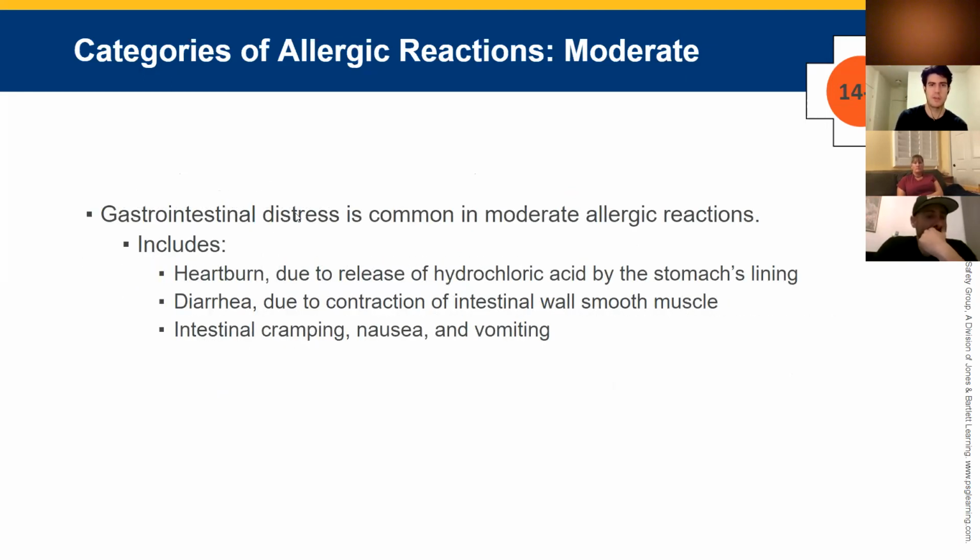GI distress is common. Allergies can manifest in different ways. You might get nausea, vomiting, diarrhea, heartburn. So it's not a reason to write this off and say, oh, you ate peanuts and now you're vomiting, well, that doesn't sound like an allergic reaction. That could be an allergic reaction. That's actually pretty common. So it's not always just airway. It's not just the itching and your throat closing up. You can also have your stomach get irritated because it doesn't like the peanuts either.